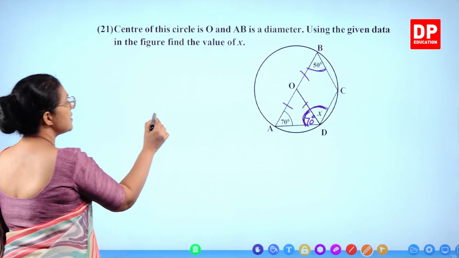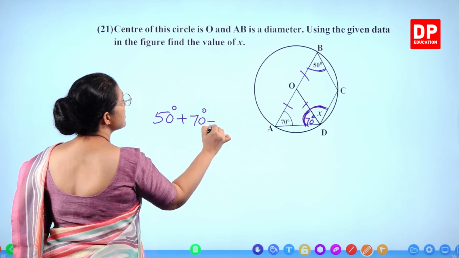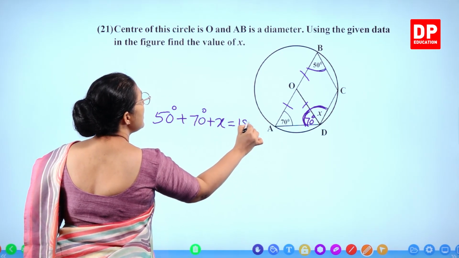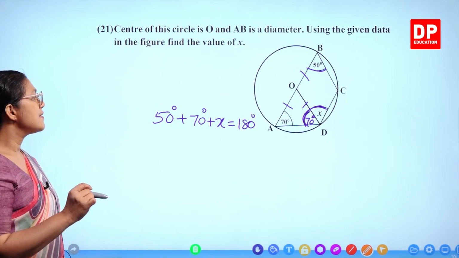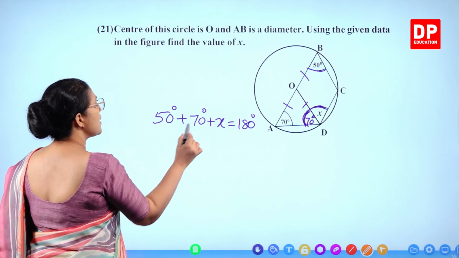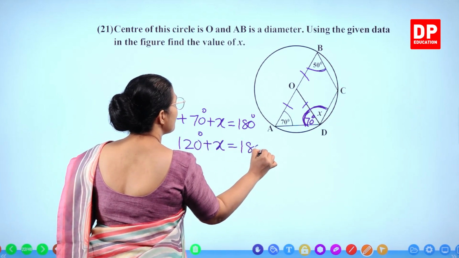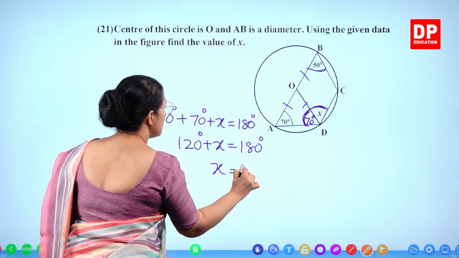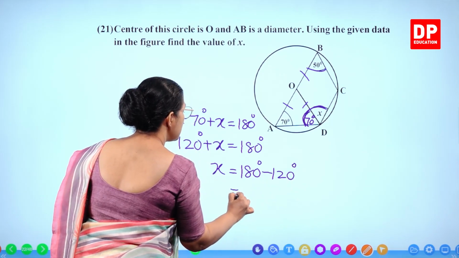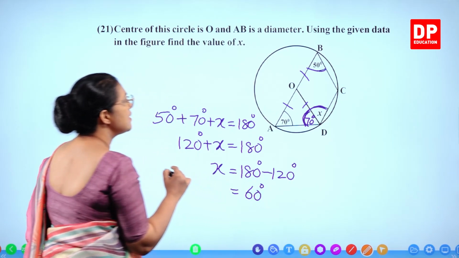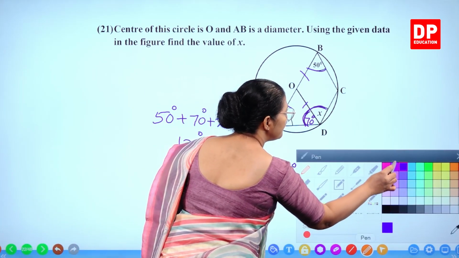And this angle and this angle are opposite angles. So we can write down 50 plus 70 plus x is 180. Opposite angles of a cyclic quadrilateral add up to 180 degrees. So 50 plus 70 is 120. When you subtract 120 from 180, you get x as 60 degrees. So 2 marks for that.